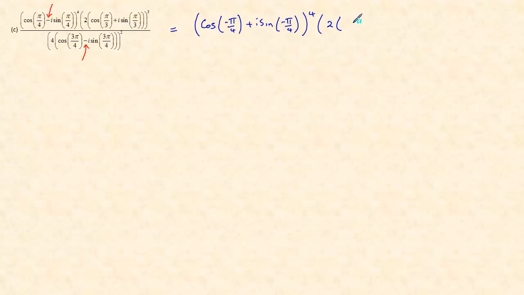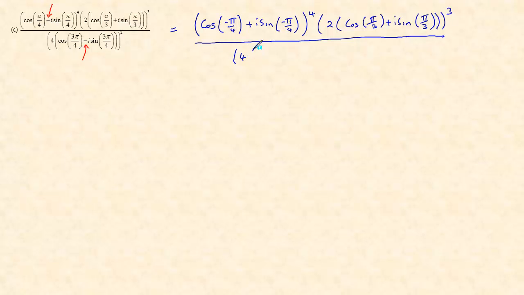Then we have 2 (cos pi by 3 plus i sine pi by 3). We don't have a problem with that one. It's got a plus in the middle already. And that one's going to be cubed. And then on the bottom we need to use the same trick that we did here. So that's going to be 4 (cos negative 3 pi by 4 plus i sine negative 3 pi by 4). And that one's going to be squared.